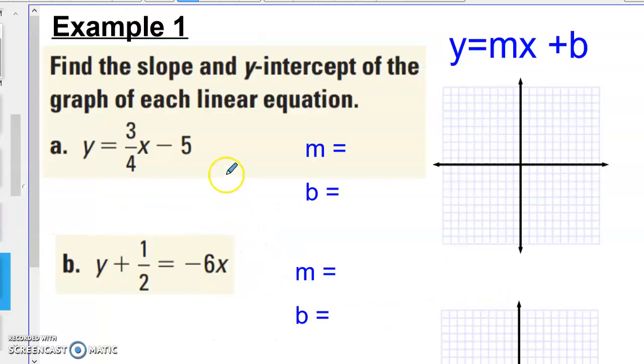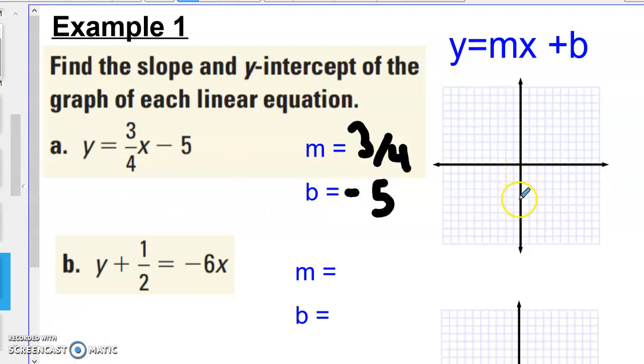So first example here, it says find the slope and the y-intercept of the graph of each linear equation. Well, looking at this equation, it's already in slope-intercept form. So this number here would be my y-intercept. So it would cross here at -5. And my slope here would be 3/4. So now if I want to graph it, I'm going to have it cross here at -5.